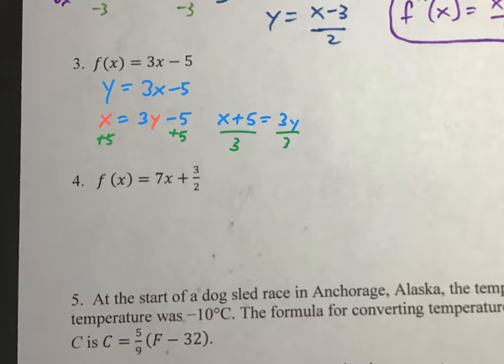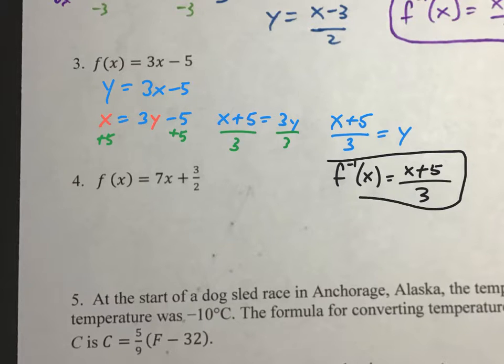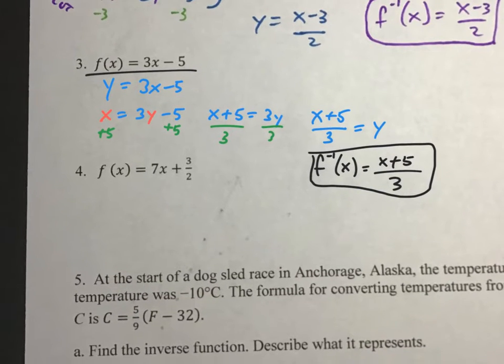So it gives me x plus 5 over 3, which I can't do anything with, equals y. So our last step is to write it in the notation we're supposed to write it in, which is the f inverse notation. So the y, because the f inverse of x equals x plus 5 over 3. So this new function is the inverse of our original function. Those two functions would undo each other. And that's something we'll talk about more later, what they do.